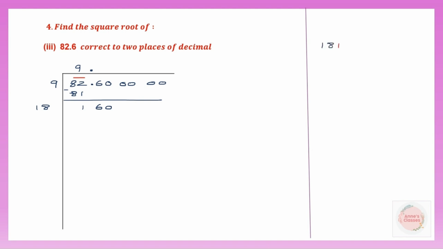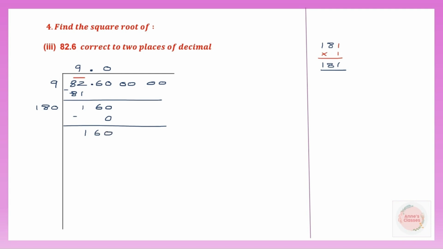When I put 1 and I multiply it by 1, 181 into 1 is 181. But can you see, children, this number 160 is smaller than this. So I cannot put 1 next to it. I have to put a number that's smaller than that. And that number will be 0. So next to 18, let me put 0. So now what's my number? 180. So 180, I put 0. So I multiply with 0. 180 into 0 is 0, minus, 160 minus 0 is 160.